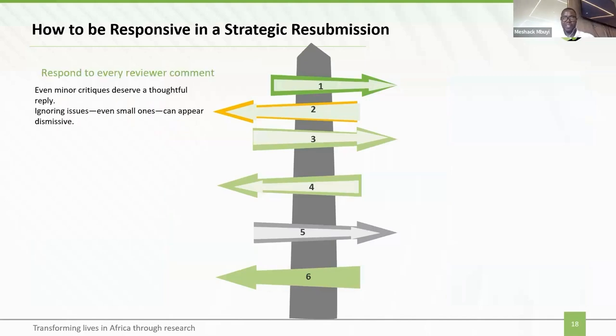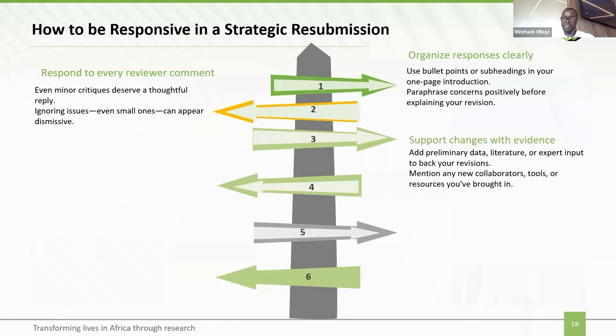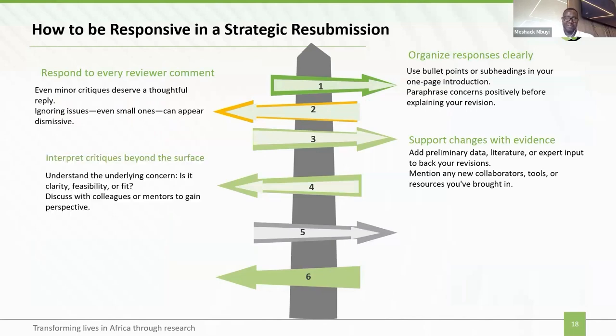Then you need to be responsive in your strategic resubmission. You need to respond to every reviewer comment, even the minor ones. Then you need to organize your responses in bullet points. I've said that. You need to support changes with evidence. If you've added preliminary data or literature, then you need to add all that information so that it is clear to them. You need to interpret the critiques beyond the surface.